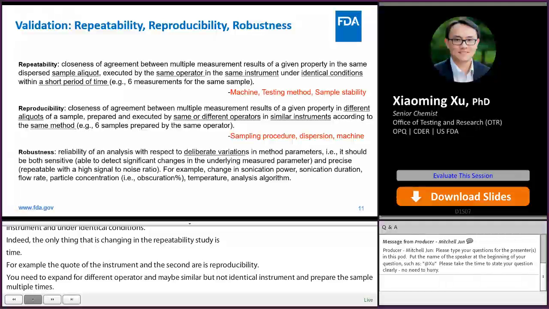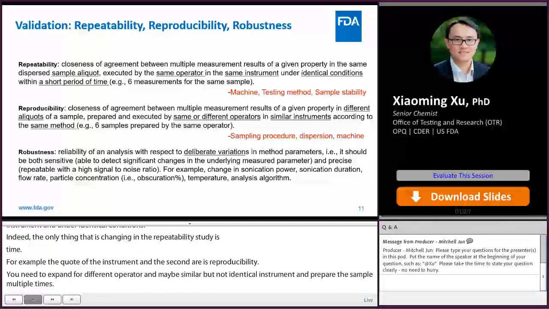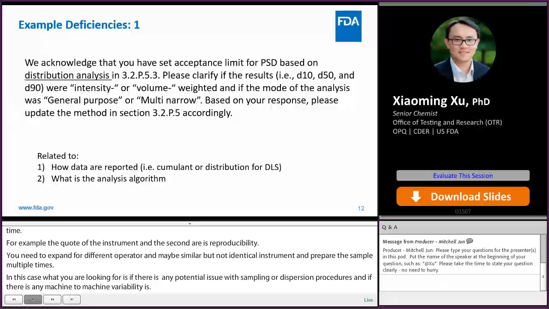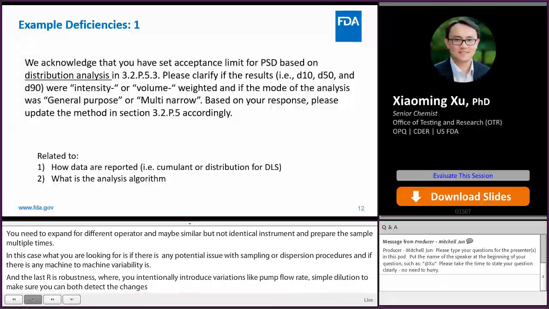And the last R is robustness, where you intentionally introduce variations like pump flow rate or sample dilution to make sure you can both detect the changes and also to show it's precise. And these 3 R's are the most important thing in your particle size method validation. Now, let's look at some deficiency examples.